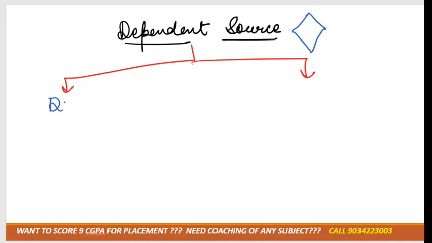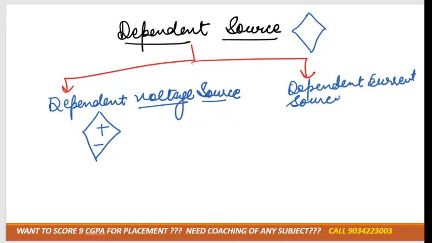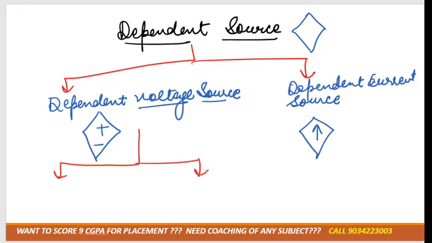So one of the sources is the dependent voltage source. For the dependent voltage source, we have the source like this. If they say voltage source, it means it has positive and negative terminals. Clear? Then the next one is the dependent current source. In the case of the dependent current source, the current source arrow is like this.